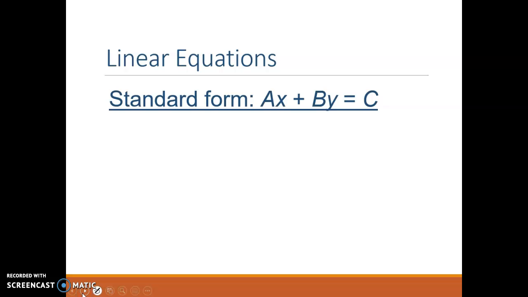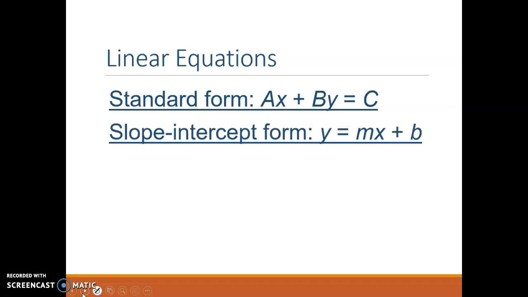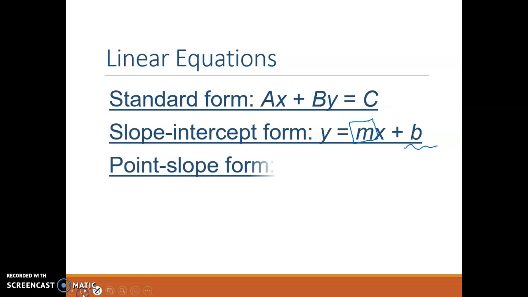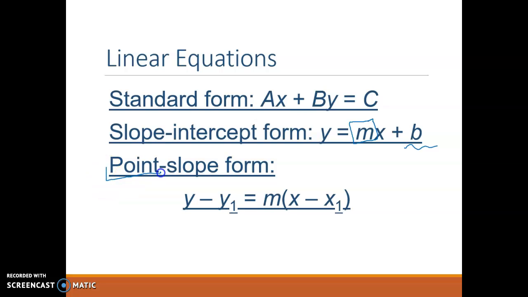So just to review, I wrote it on the previous slide as well, the standard form for a linear equation is ax plus by equals c. Slope-intercept form is y equals mx plus b, with m telling us what our slope is and b identifying our y-intercept. A third way that you can write a linear equation is by using point-slope form. And point-slope form is useful when you know a point on the line and you know the slope. Point-slope form.